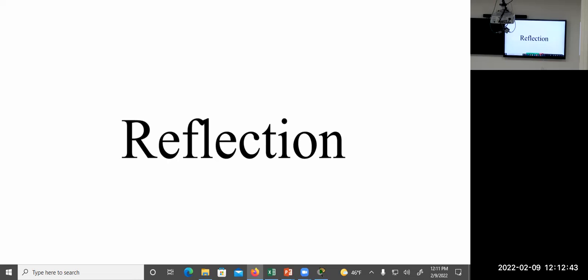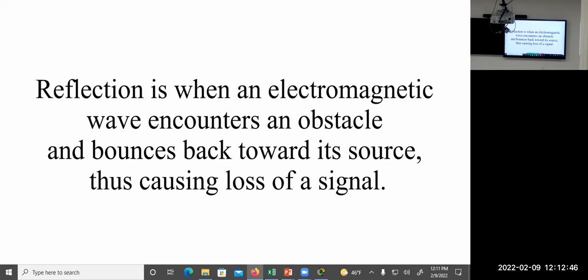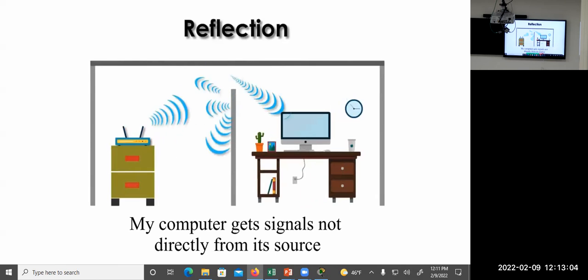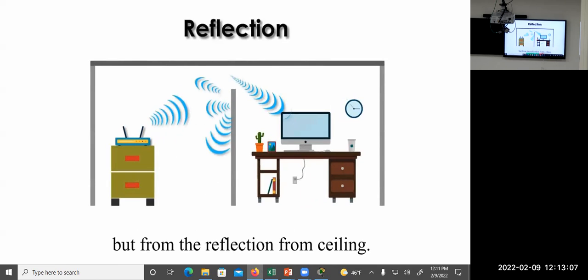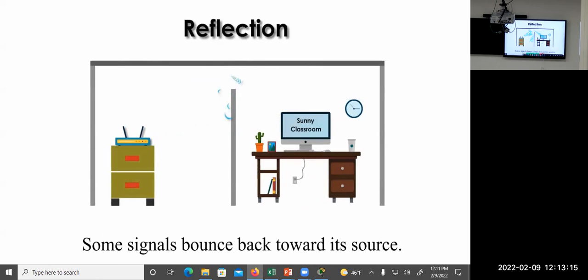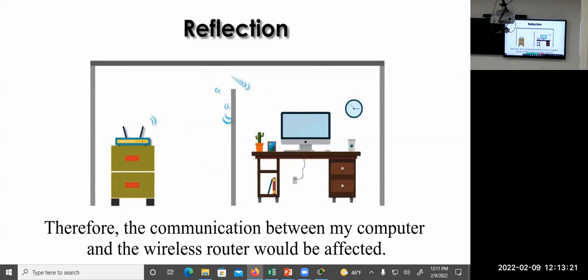Reflection. Reflection is when an electromagnetic wave encounters an obstacle and bounces back towards its source, thus causing loss of signal. Look at this scenario. My computer gets signal not directly from its source, but from reflection from the ceiling. Some signals are absorbed by the ceiling, and some signals bounce back towards the source. Therefore, the communication between my computer and a wireless router would be affected.